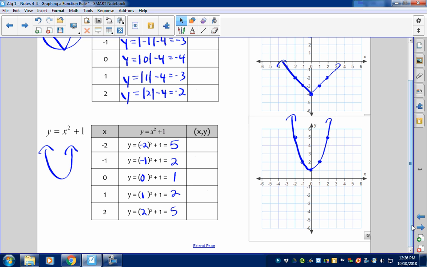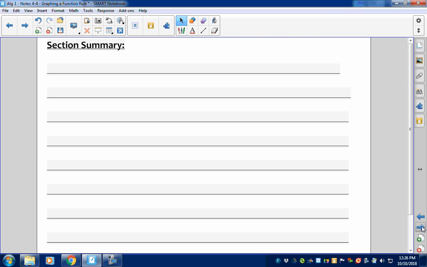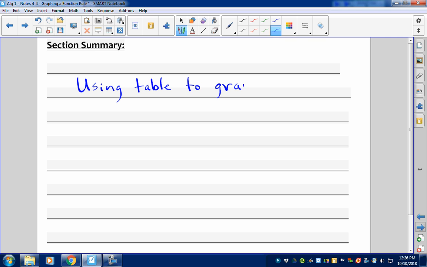All right, on your section summary, you might want to write something along the lines of, if I were to summarize this, we're using tables, plugging in values. So using tables to graph functions, and that'll work. You just got to be able to plug in enough points to get an idea of what it looks like.